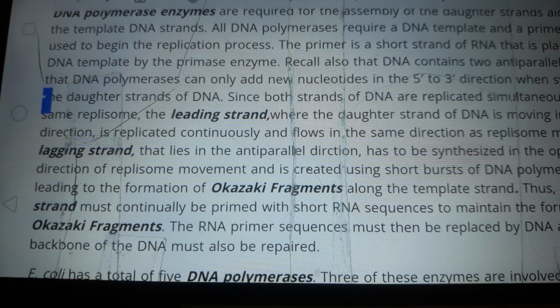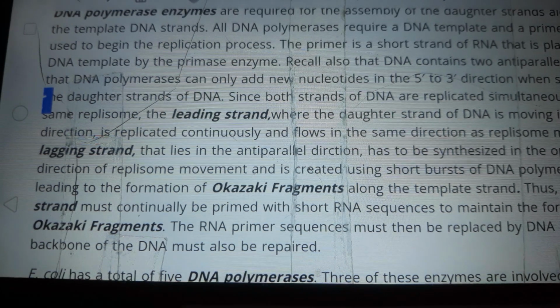Recall also that DNA contains two antiparallel strands and that DNA polymerases can only add new nucleotides in the 5' to 3' direction when synthesizing the daughter strands of DNA. Since both strands of DNA are replicated simultaneously by the same replisome, the leading strand, where the daughter strand of DNA is moving in the 5' to 3' direction, is replicated continuously and flows in the same direction as replisome movement.